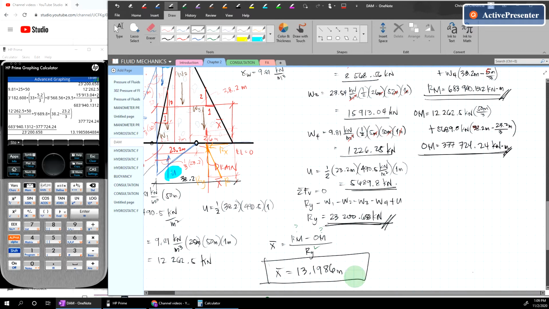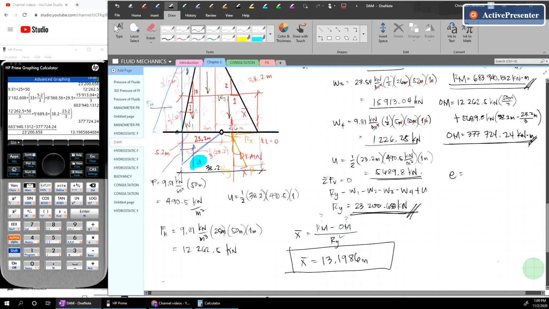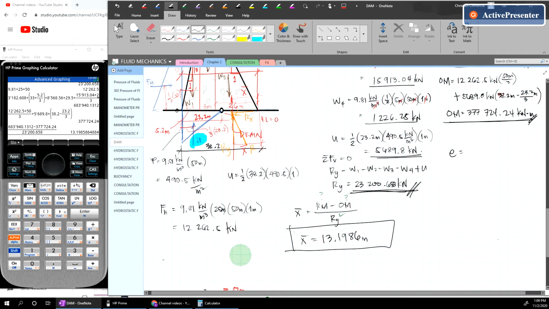So, pumasok ba siya doon sa middle third? Okay? So, para malaman natin kung pasok siya doon sa middle third, kunin natin yung eccentricity E, so which is equal to, i-drawing ko lang ha, if this is yung base natin, okay, so hatiin natin siya sa tatlo. Okay? This is 38.2 over 3. Ito rin.